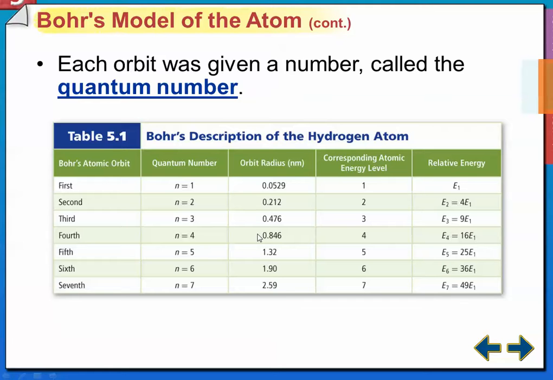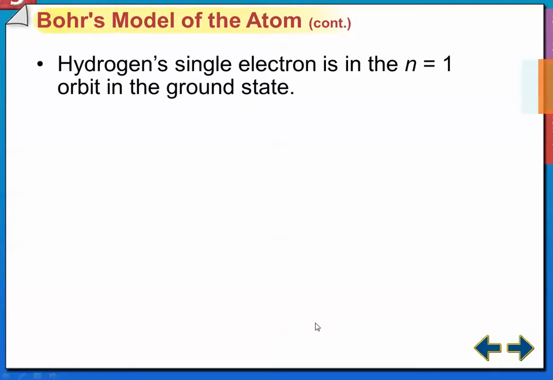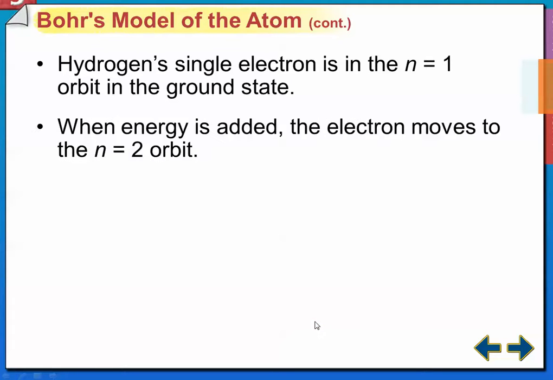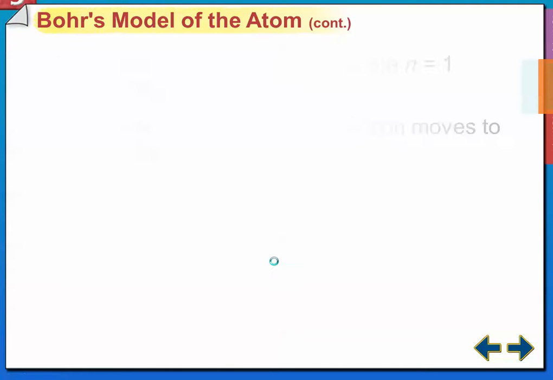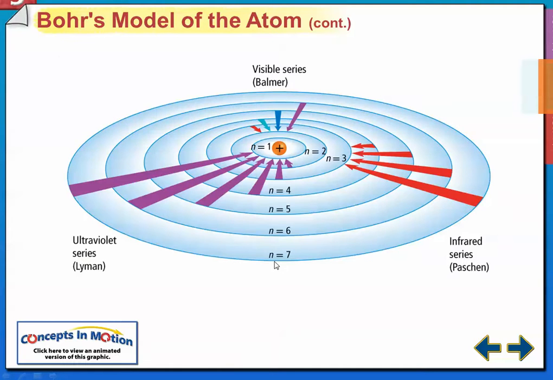Each of these orbits was given a quantum number, 1 through 7. Hydrogen's ground state, of course, is 1. When energy is added, it jumps up to 2 or 3 or whatever. However much energy is added, it can go up as high as that energy allows.